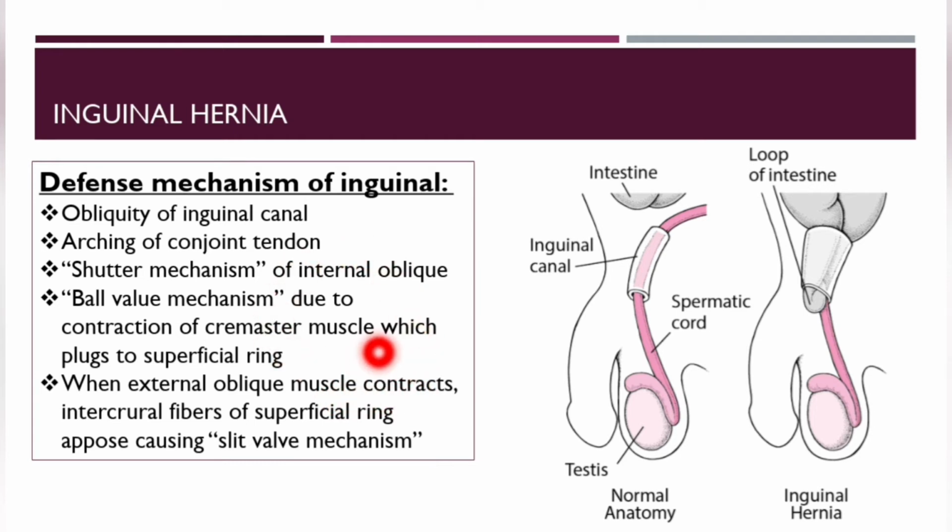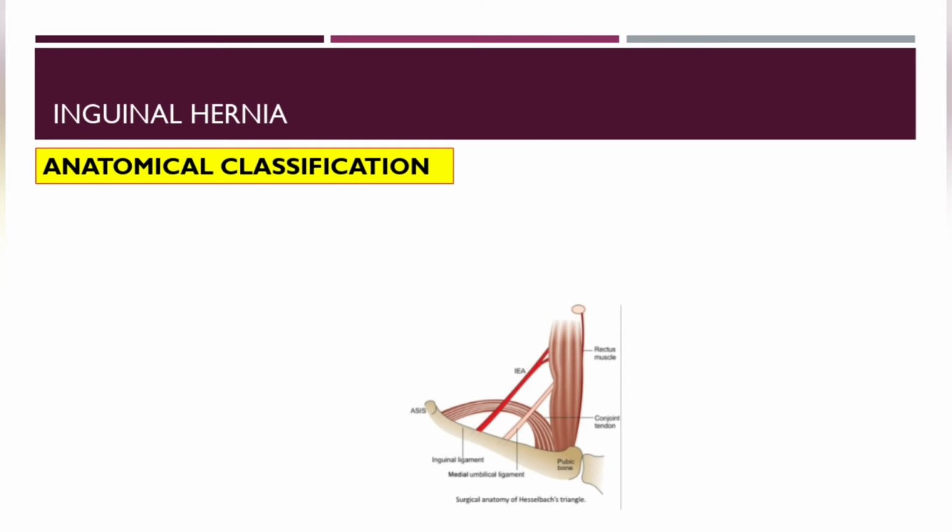This is what normally prevents herniation. But if there are any causes which I just mentioned which predispose to hernia, this is what will happen. You can see the intestinal loop inside the inguinal canal. That's the inguinal hernia. Let's look at the classification of inguinal hernias.